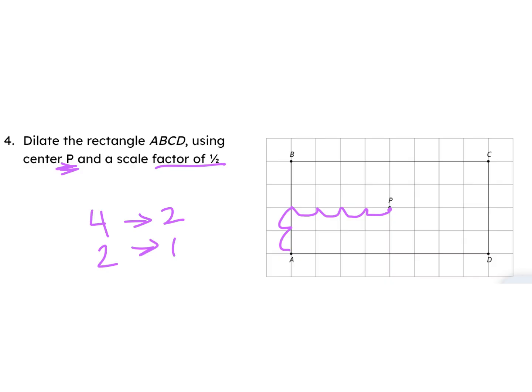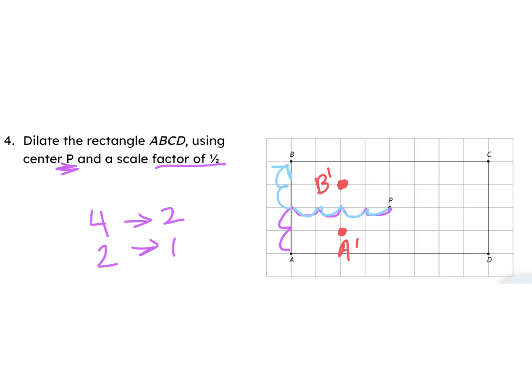Okay, so I'm going to go back 2 and down 1. So right here is where A prime would be. Okay, so everything is based off that center. All right, so next I'm going to do B. So B is also back 4, but it goes up 2. So it's the same thing. I'm going to go back 2, but now go up 1 for B prime.